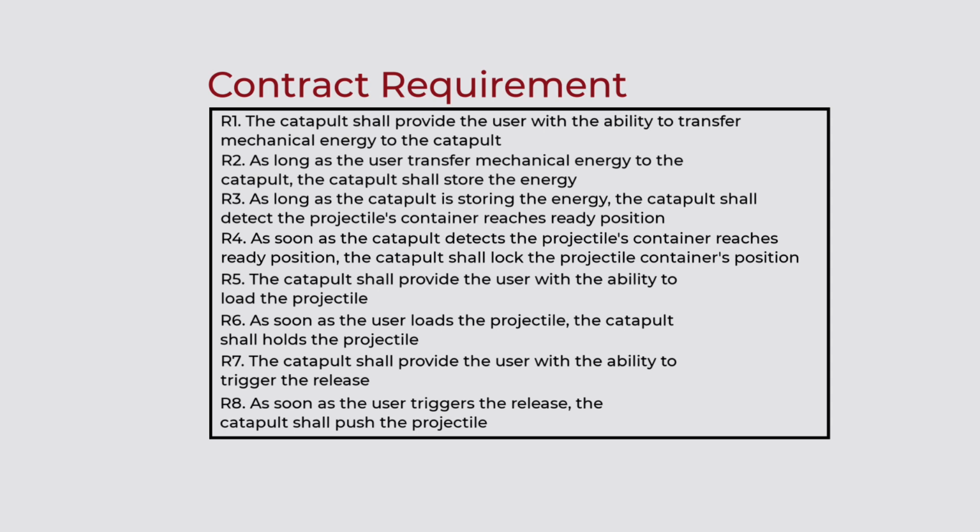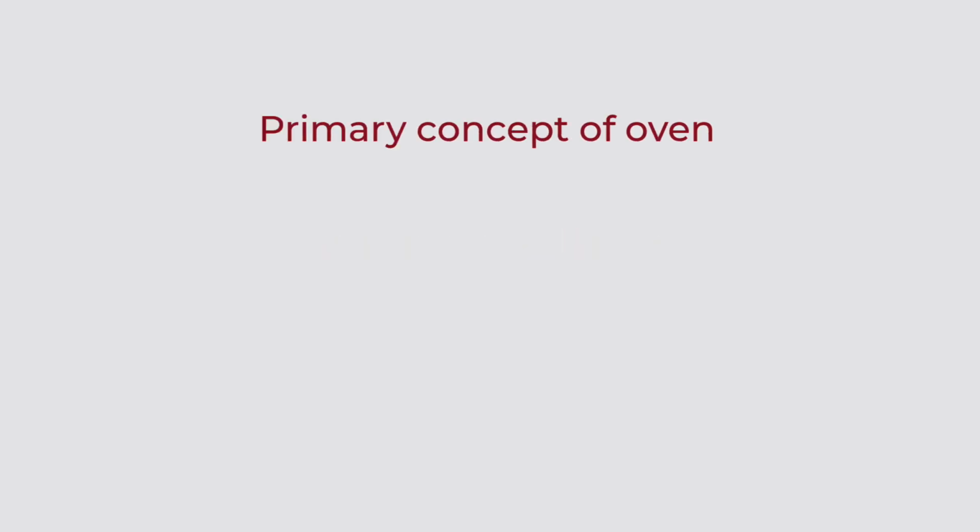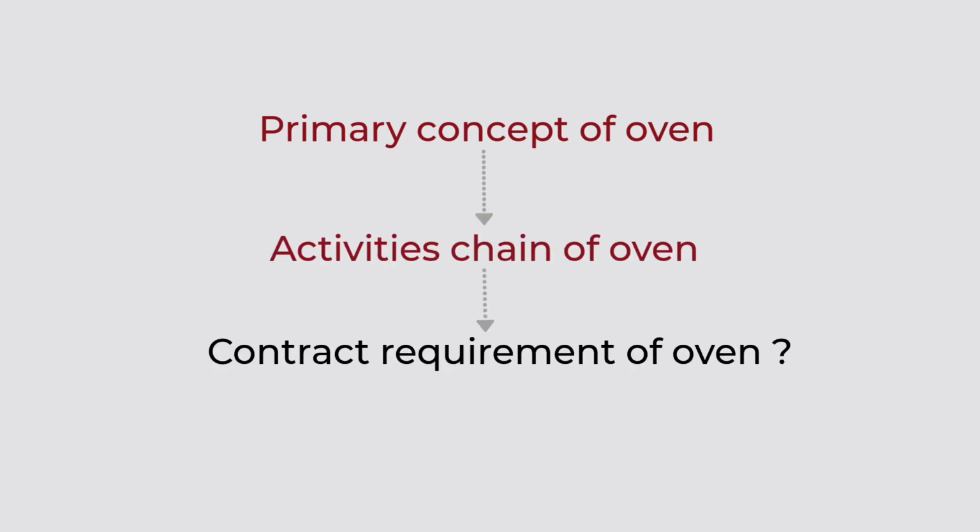You've gained foundational knowledge in product realization, bringing us one step closer to a tangible, fully functioning product. After demonstration, it is good practice to apply the skill that you have learned in daily life. Previously, you had practice creating the primary concept and the activities chain of an oven. Why don't you derive the contract requirements from the activities chain that you have created? Use the steps I demonstrated earlier.